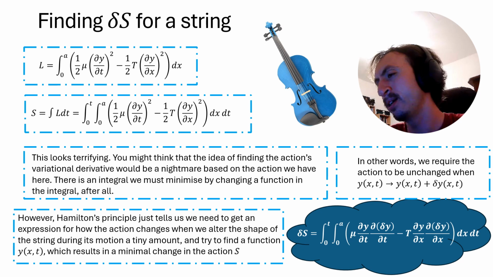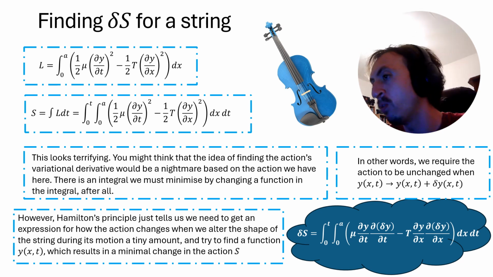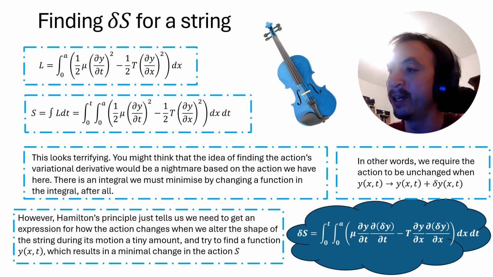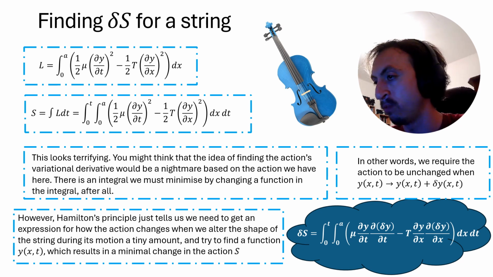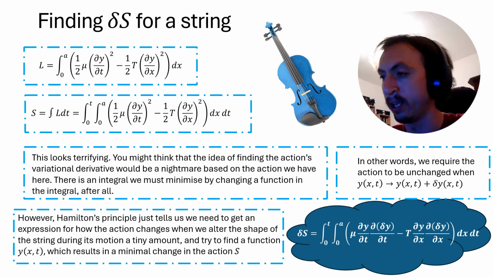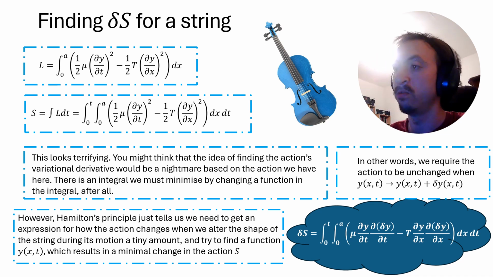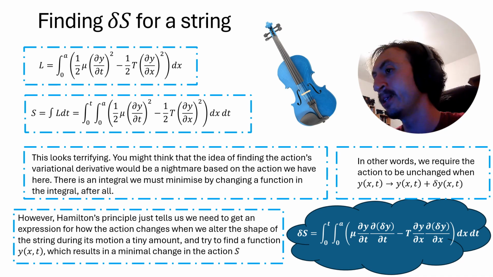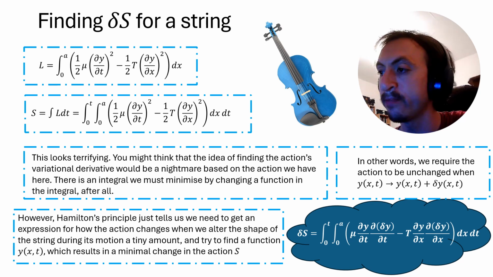And you might realise when I wrote the change in the action I've been slightly sloppy. Instead of writing y of x and t, I just wrote y, because by this point we know y is a function of x and t, so there's no point writing what y is a function of explicitly anymore. So we have an expression for how the action changes. Now the question is, how can we minimise this?